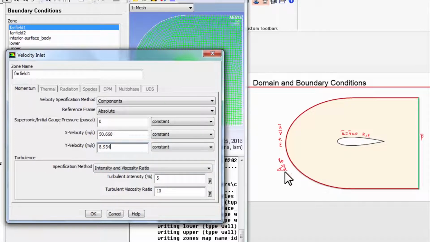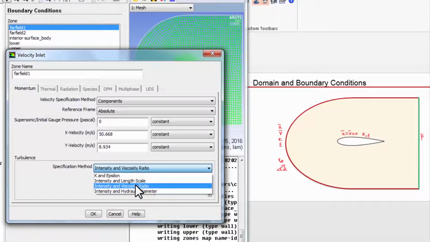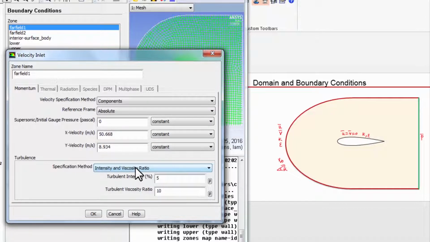And then we also need to specify K and epsilon. Instead, under specification method, we pick intensity and viscosity ratio. These are non-dimensional quantities, and so we can estimate these better than K and epsilon. And the turbulence intensity, I won't go into the exact definition. It gives us a measure of how strong the fluctuations are in the velocity relative to the Reynolds average velocity. And 5% is a medium level of turbulence.